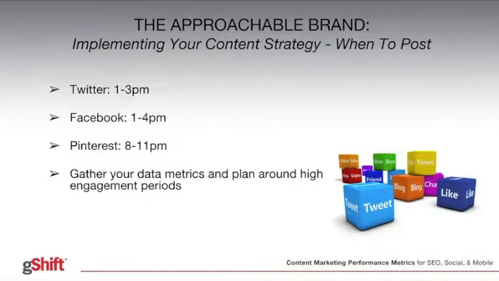So when to post. These are some general rules of thumb in terms of the sweet spots for a few of the social media profiles. For Twitter, it's from 1 to 3 p.m. Facebook is 1 to 4 p.m. Pinterest is 8 to 11 p.m. You want to gather your data metrics and plan around high engagement periods. Again, this might involve scheduling and posting if you can't be on those social profiles at that time.